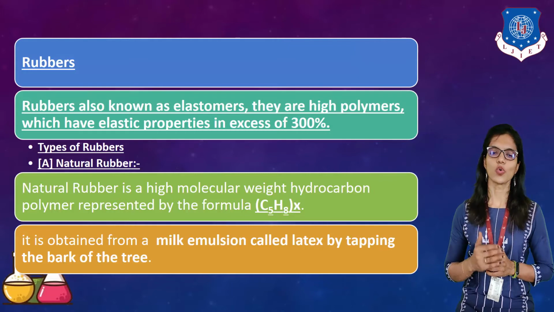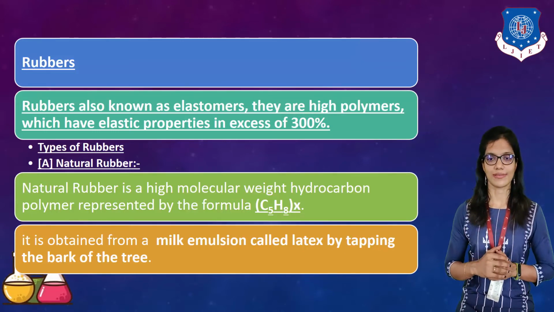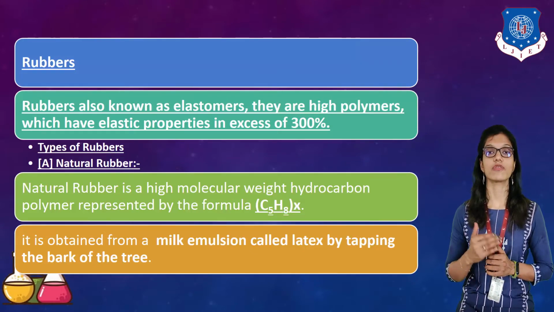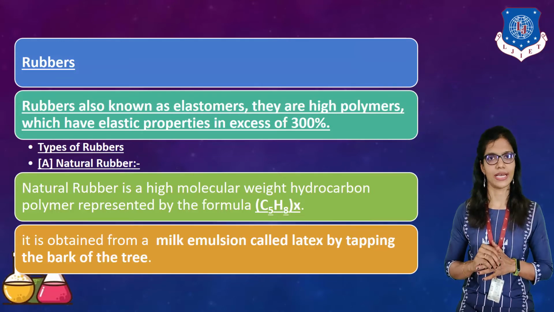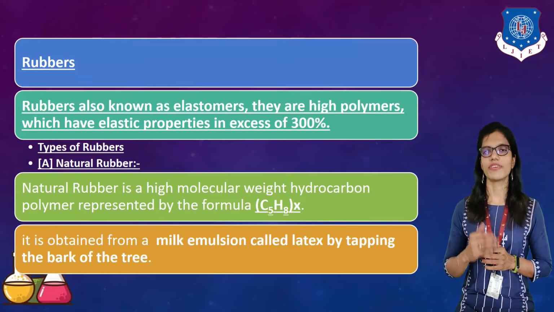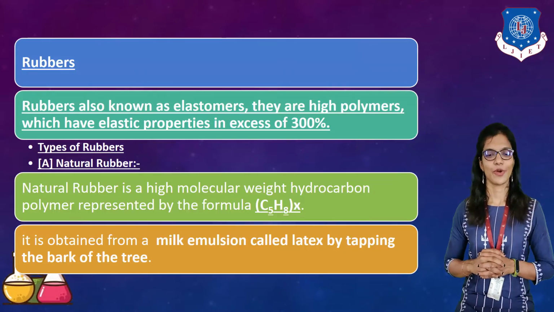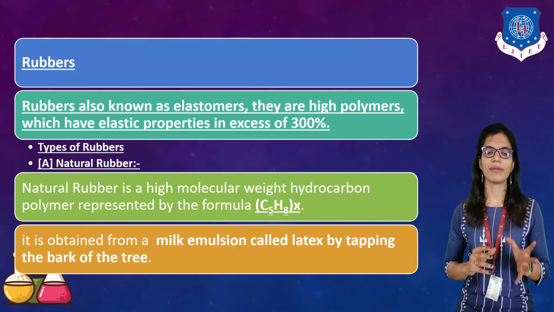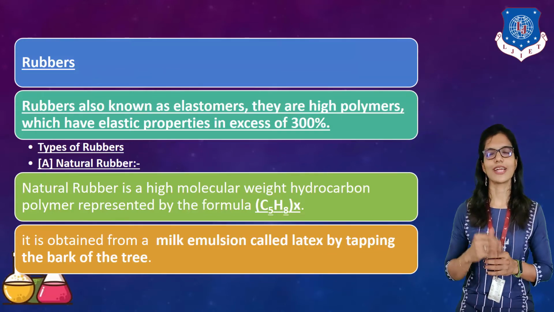Rubber, generally known as elastomer, or rubbers are known as elastomers. They are high polymers which have elastic properties in excess of 300%. Why is rubber known as elastomer? Because of its elastic properties. Its elastic properties are 300% more than that of a normal polymer, and because of it, it becomes a particular kind of elastomer. Okay? If we deal with the types of rubber, it can be divided into two parts, natural rubbers and synthetic rubbers. So this is again a classification of rubber based on their sources.